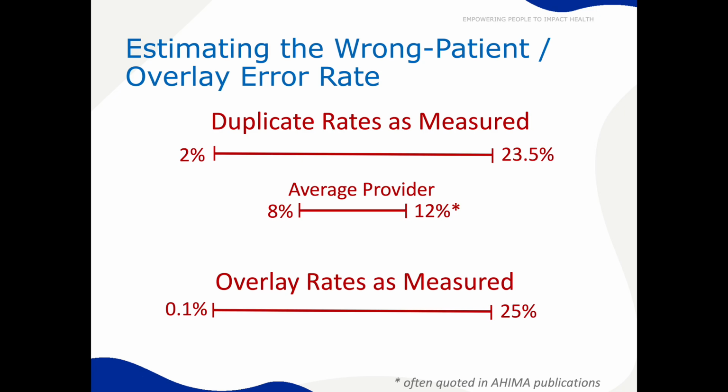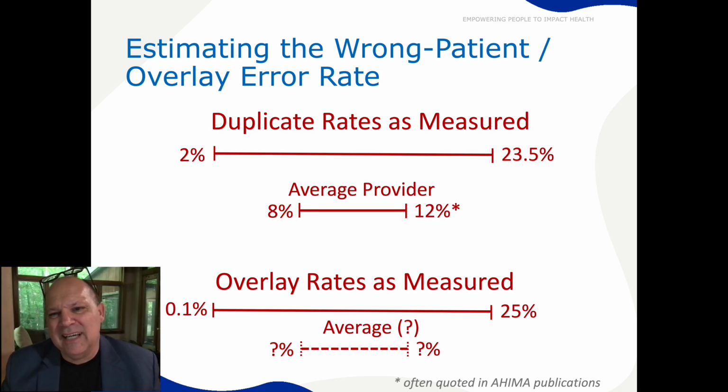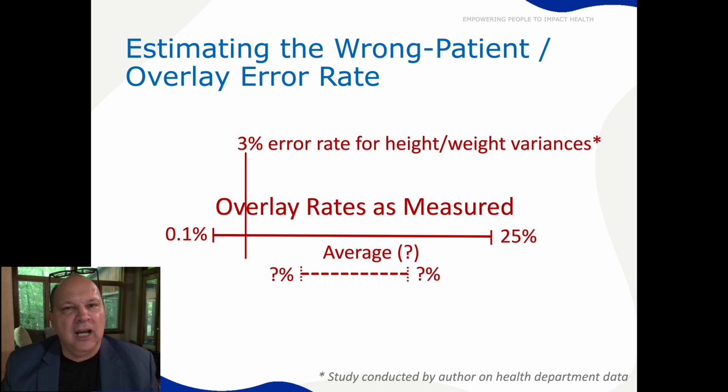My suspicions are the averages are much narrower, so I believe through more study we will find the ability to more closely quantify what the typical risk is. A study I did for a public health data set, for example, found the variance in height and weight data to be only about 3% for their data set. So there was 3% of the patient population that were at risk for possibly having overlay data in their records.